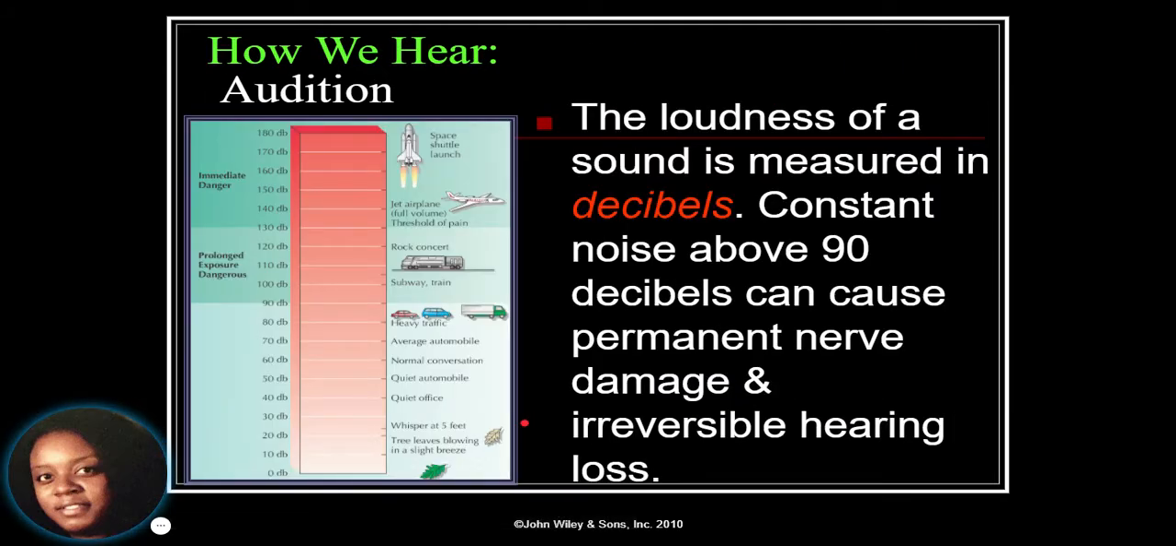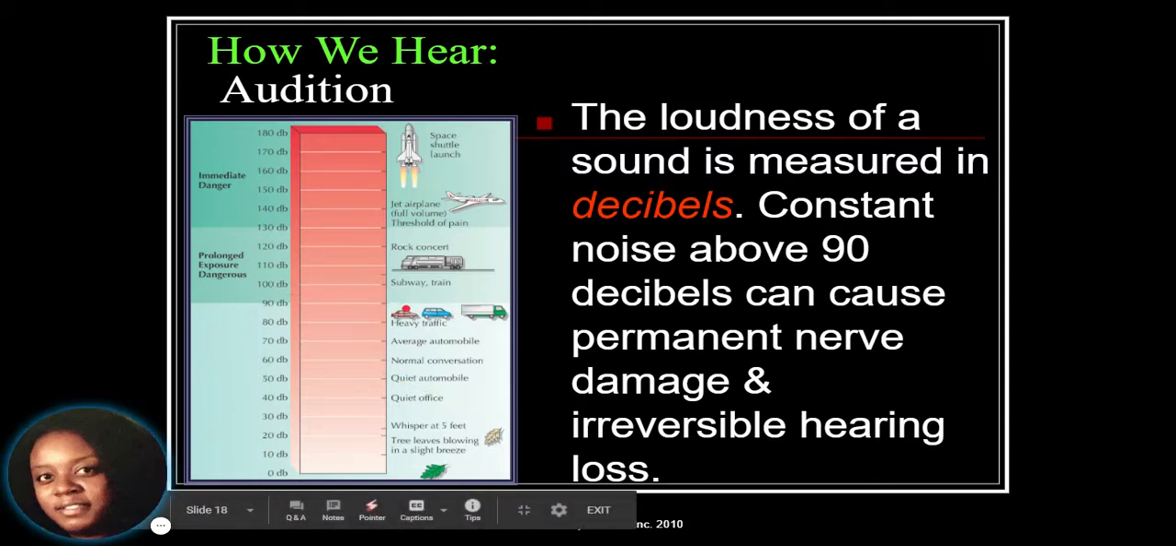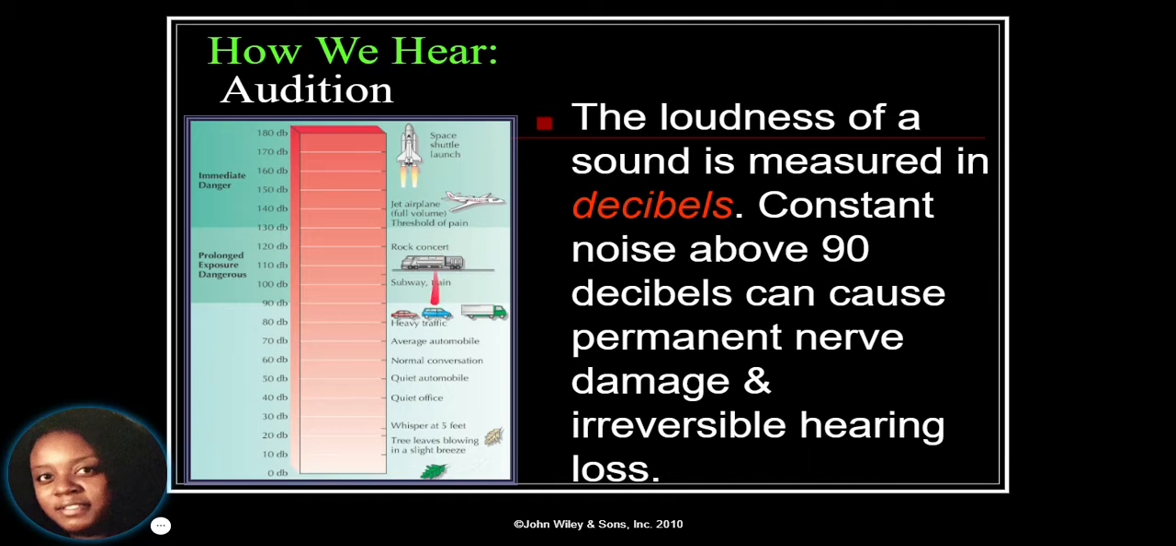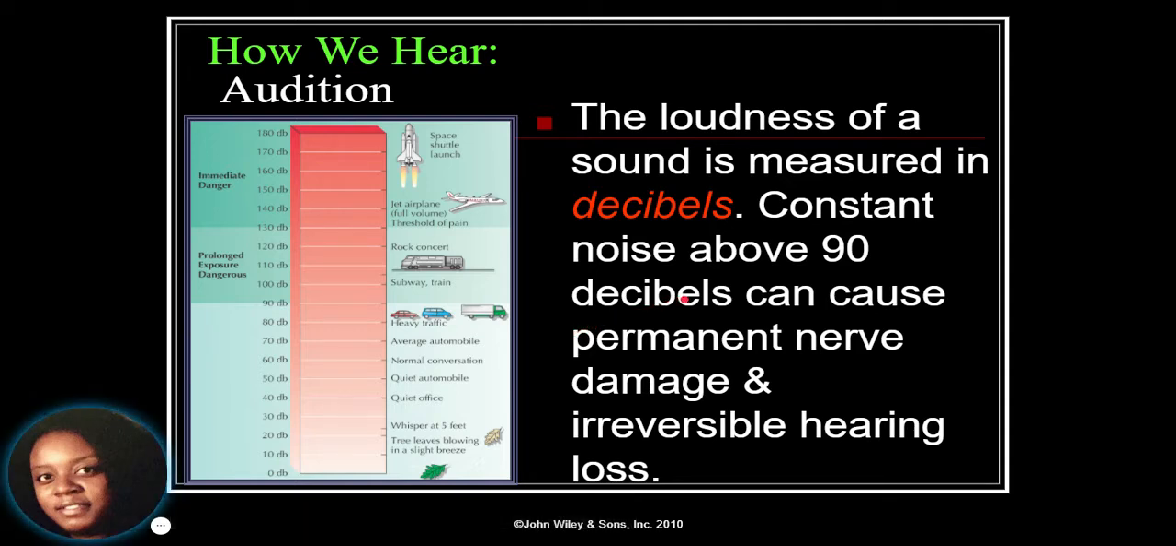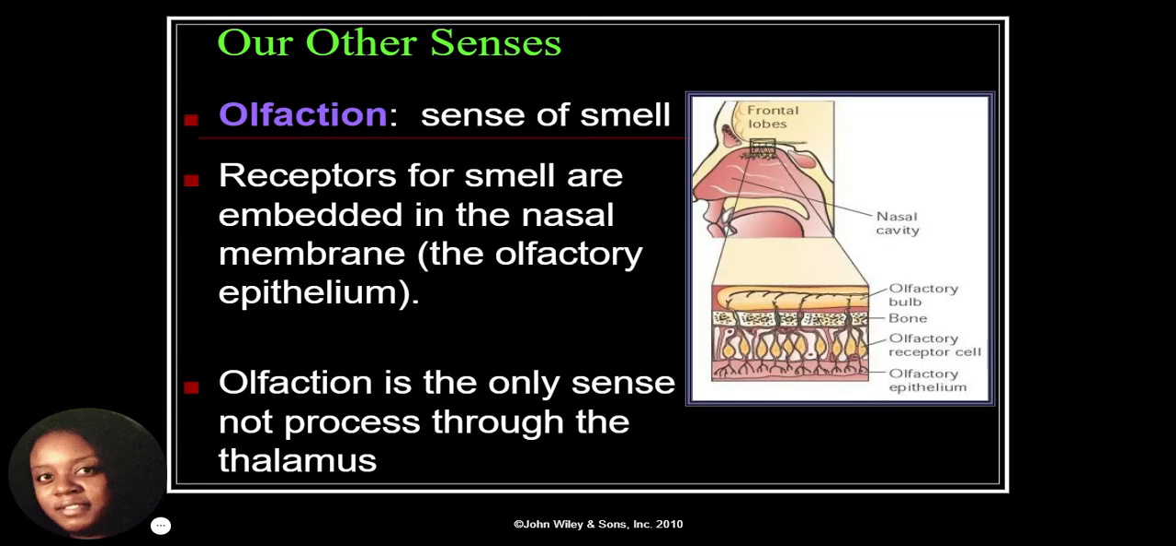The loudness of sound is often measured in decibels. Anybody who's exposed to constant noise above 90 decibels can suffer permanent nerve damage and irreversible hearing loss. So if we look at this chart, if you are constantly listening to a subway or train or at a rock concert, jet plane, space shuttle launch, all of those things are above 90 decibels. Even heavy traffic is right there at 80. So you can take a look at some of the things that can cause you to have nerve damage in your ear.